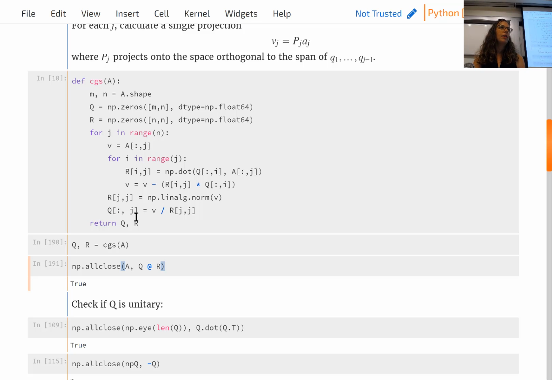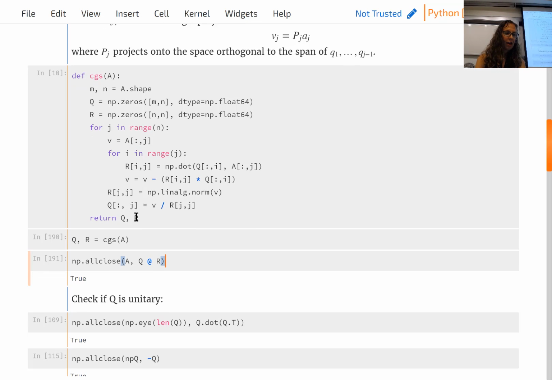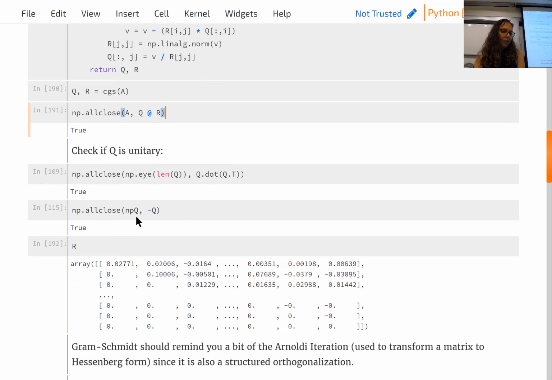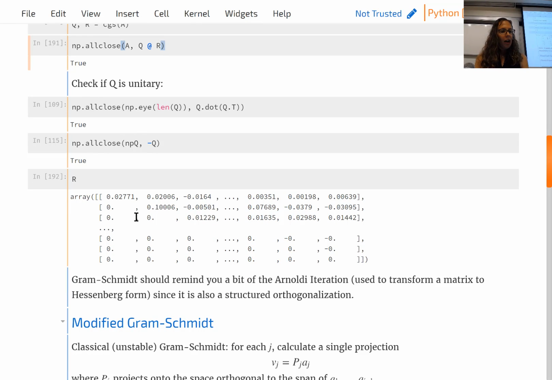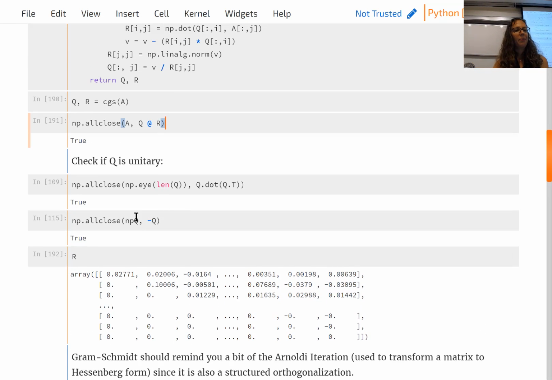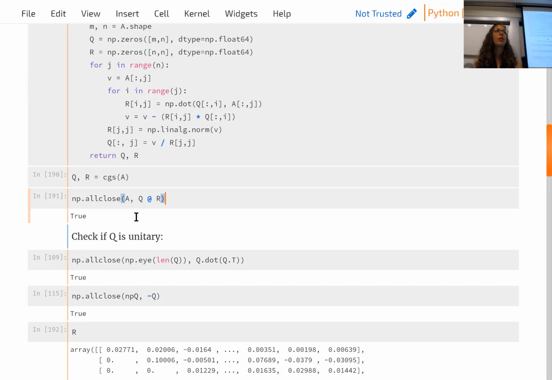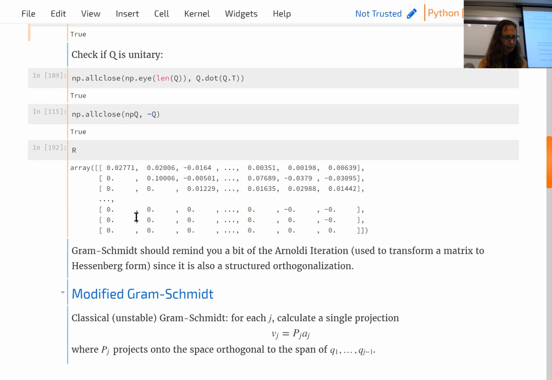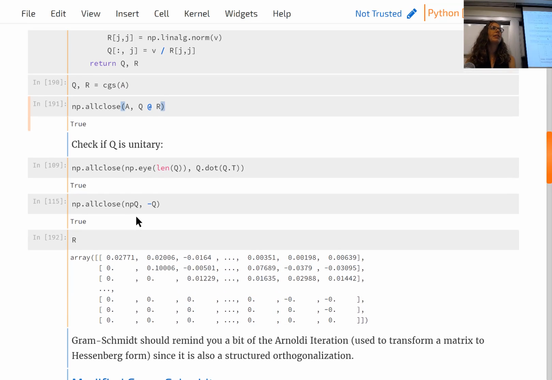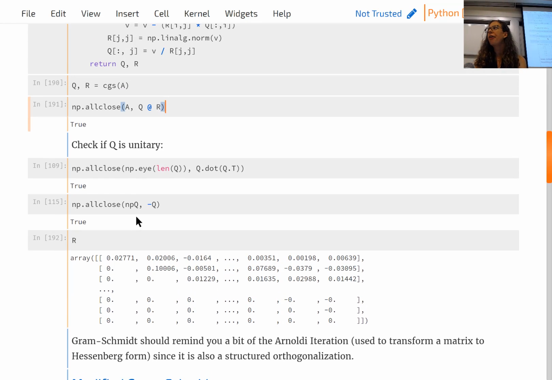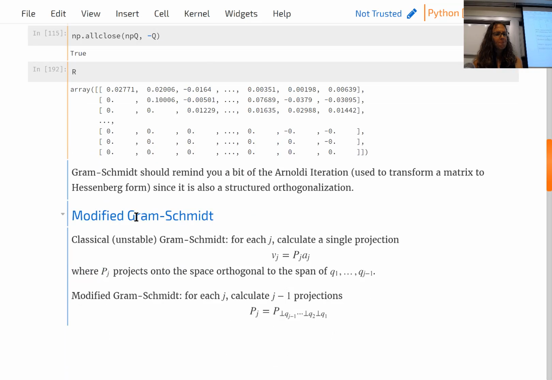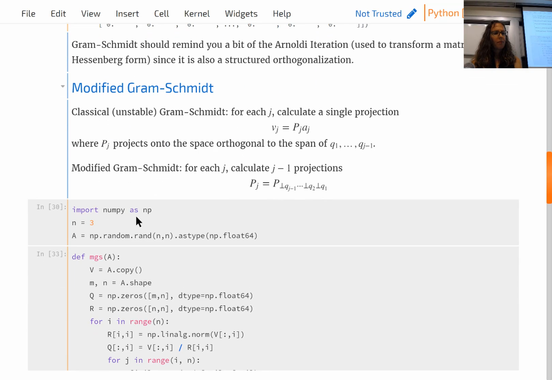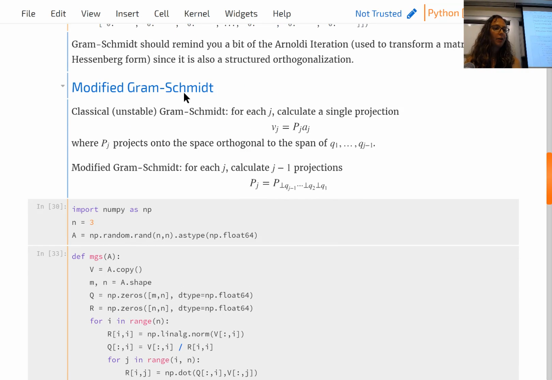Any more questions about this? Okay. So this is what we saw. This is perhaps the most straightforward way of coming up with a QR factorization. Unfortunately, it turns out it's unstable, which we'll see an example of later on. So next we're going to look at the modified Gram-Schmidt.